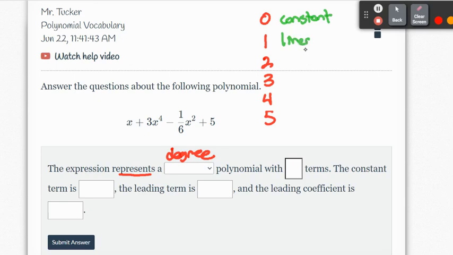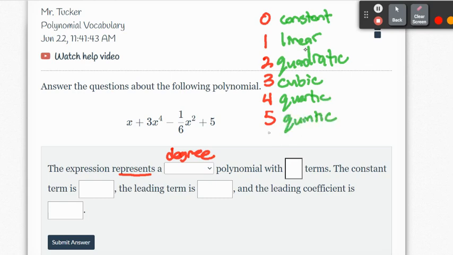linear, quadratic, cubic, quartic, quintic, and then it's just n degree.